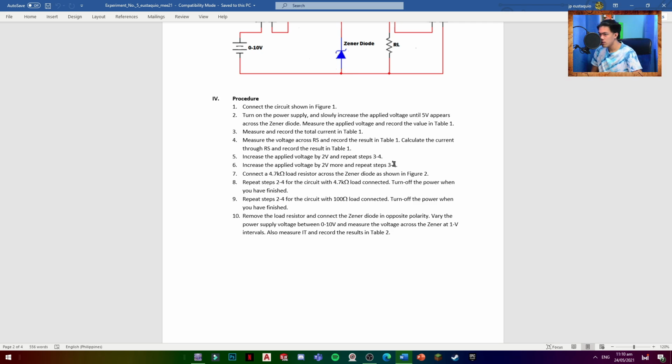Tenth is to remove the load resistor and connect the Zener diode in opposite polarity. Vary the power supply voltage between 0 to 10 volts and measure the voltage across the Zener at 1 volt intervals. Also measure the current IT and record the result in table 2. But first, I'm going to show you the Multisim of figures 1 and 2.